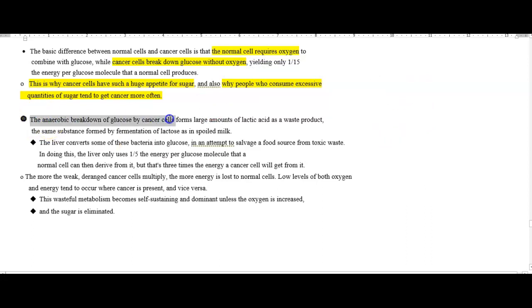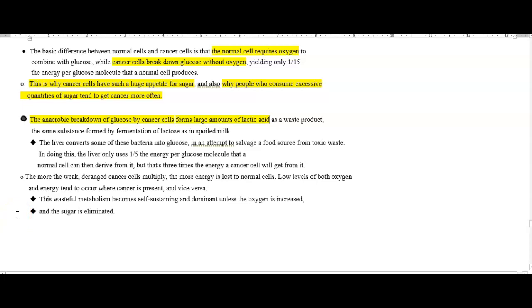Anaerobic breakdown of glucose by cancer cells forms large amounts of lactic acid. And the waste product, the same substance formed by fermentation of lactose is in spoiled milk. The liver converts some of these bacteria into glucose in an attempt to salvage a food source from toxic waste. In doing this, the liver only uses 1/5 the energy per glucose molecule that a normal cell can then derive from it. That's 3 times the energy a cancer cell will get from it.